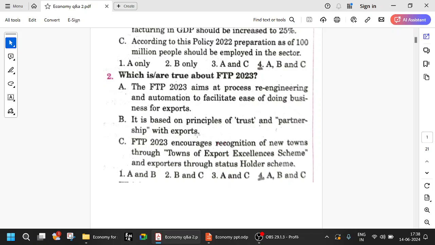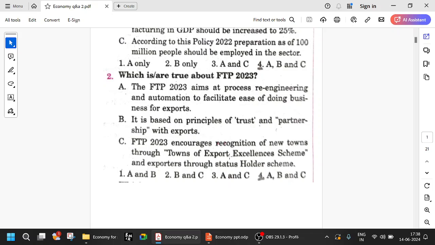Again, for such statements you have to use your common sense and make it out, because you can't remember or read it somewhere. So we are talking about exports, everything we can do about exports. So principle of trust and partnership, positive statements, seems fine. Now, FTP 2023 encourages recognition of new towns through Towns of Export Excellence. This you know for sure, it is true.